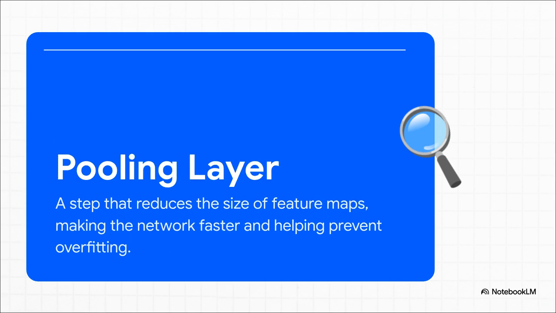Next up is pooling. So, imagine you have this super high-resolution feature map that tells you exactly where every tiny little edge is. That's a ton of data. A pooling layer comes in and shrinks this map down, summarizing regions of it to keep only the most vital information. This not only makes the network faster and more efficient, but it also makes it more robust.